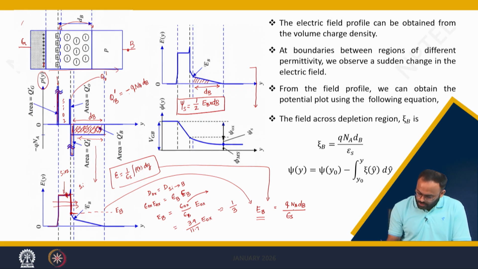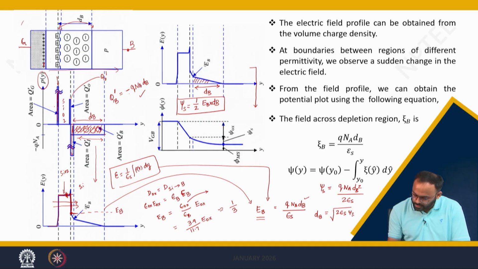Let us use EB from here and put it into this surface potential equation. So, psi s equals Q times Na dB square divided by 2 into epsilon s. Or the depletion thickness can be written as dB equals the square root of 2 into epsilon s into psi s divided by Q into Na.